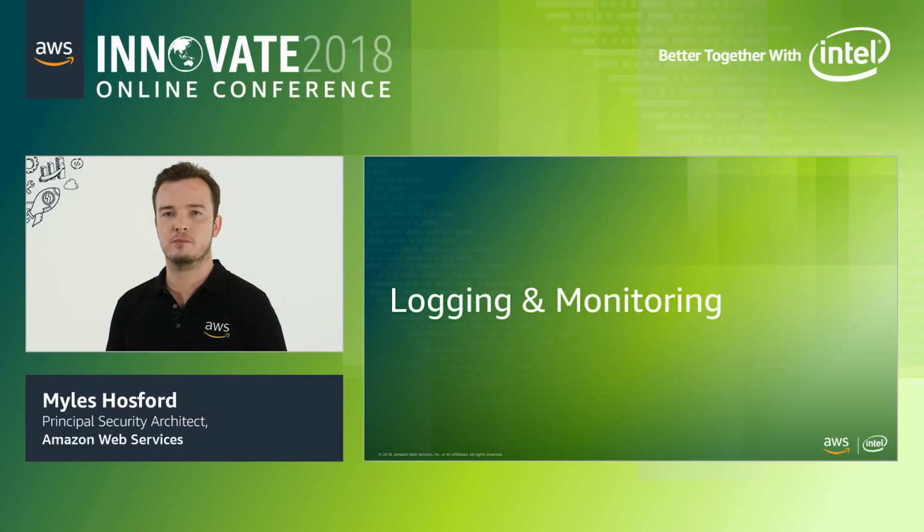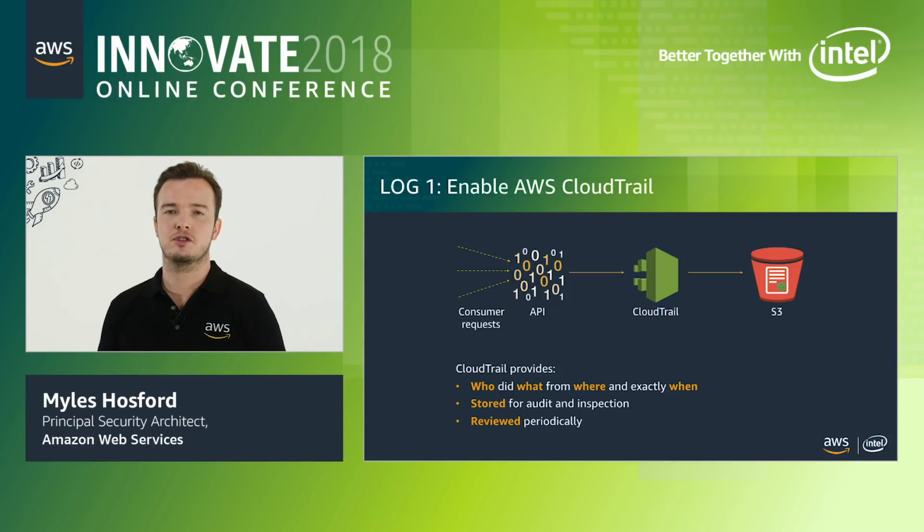Let's take a look at some simple best practices for logging and monitoring that can really raise the bar. AWS CloudTrail is a service that enables governance, compliance, operational auditing, and risk auditing of your AWS account. With CloudTrail, you can log, continuously monitor, and retain account activity related to actions across your AWS infrastructure. CloudTrail provides event history of your AWS account activity, including actions taken through the AWS Management Console, AWS SDKs, command line tools, and other AWS services. This event history simplifies security analysis, resource change tracking, and troubleshooting.